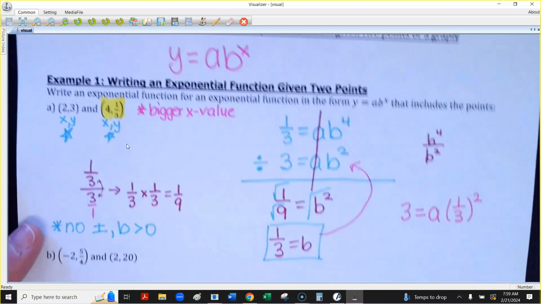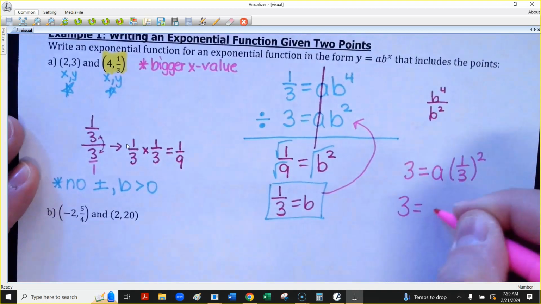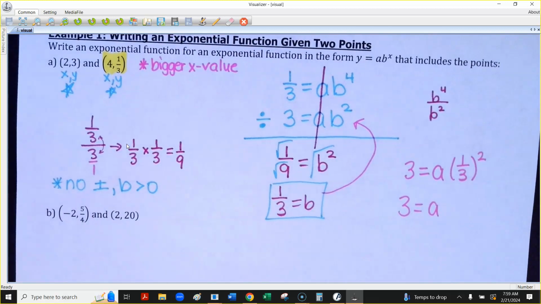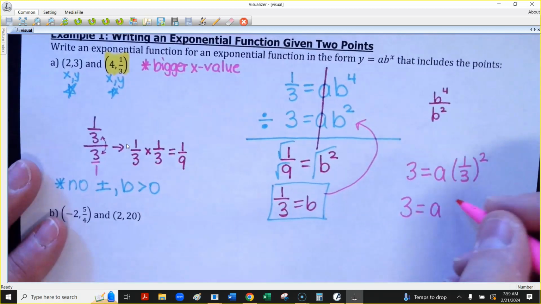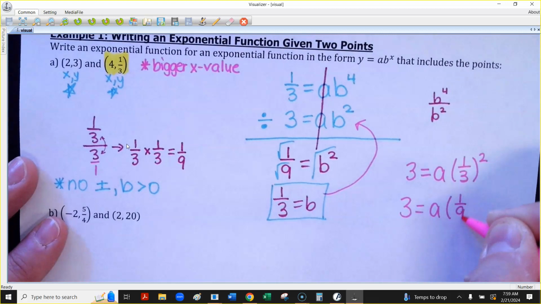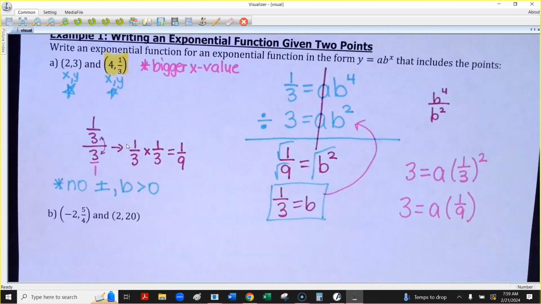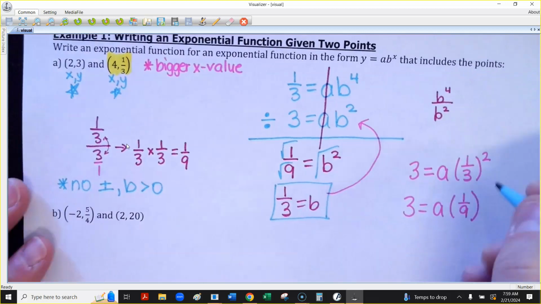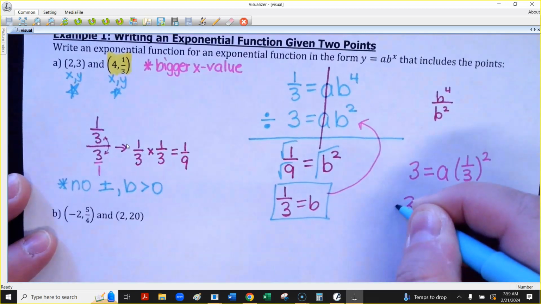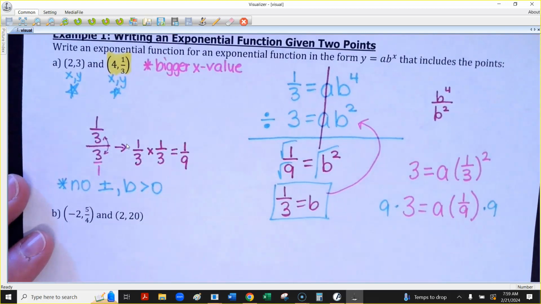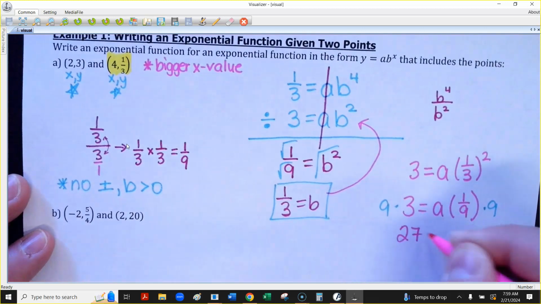Okay, now we got 3 equals a. If you square 1/3, you got to square the top, square the bottom. 1 squared is 1 and 3 squared is 9. So I'm kind of reversing what I just did because we're going backwards. Now, what I would do here to get a alone, we could divide both sides by 1/9, or I would say let's just multiply by the reciprocal, which would be 9, which would be a little bit faster. This is 27 is my a value.